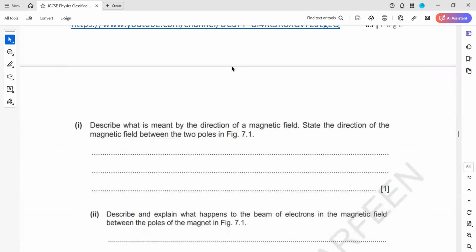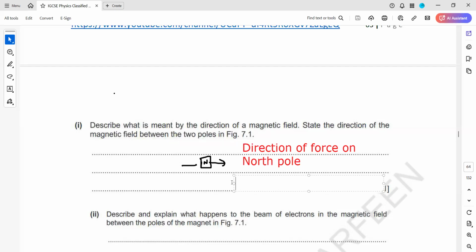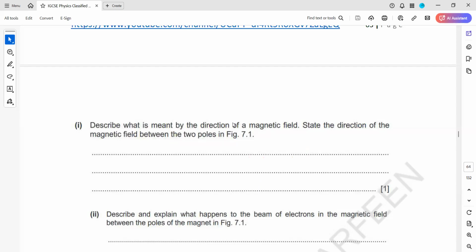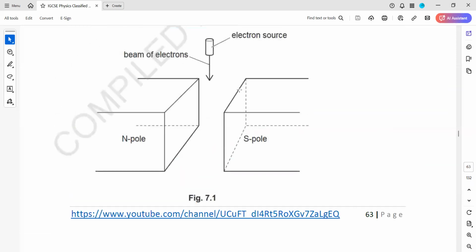So what is meant by the direction of a magnetic field? We will write here, it is the direction of the force on a north pole. And state the direction of the magnetic field. So it's the direction from north to south, or in this case it is towards the right, left to right, because the north pole is on the left-hand side and the south pole is on the right-hand side.